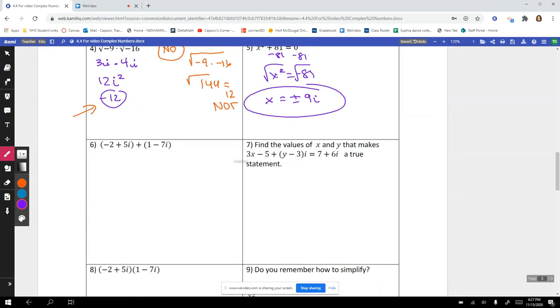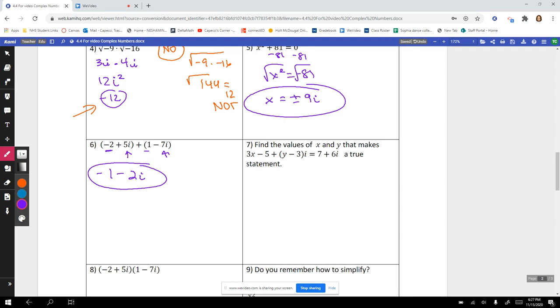All right, so now we're going to add. Here come our complex numbers, right? I have a real number, an imaginary number, a real number, an imaginary number. So I'm going to combine my real numbers first. So negative 2 and 1 gives me negative 1. 5i and negative 7i gives me negative 2i. And again, we like to list our real numbers first.